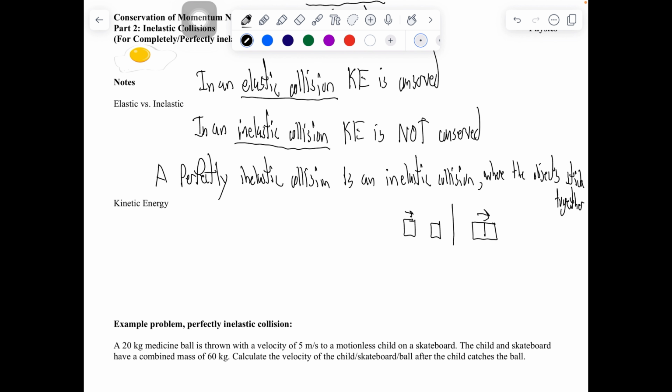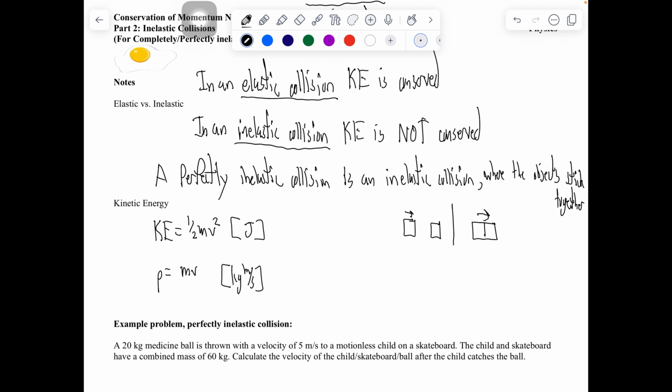For kinetic energy, just a little refresher, what is kinetic energy? We have a formula for it. It's the energy of motion, 1/2 mv squared. It is measured in units of joules. It's very similar to momentum in a lot of ways, right? Momentum is mass times velocity. Kinetic energy is in joules. Momentum is in kilograms meters per second.